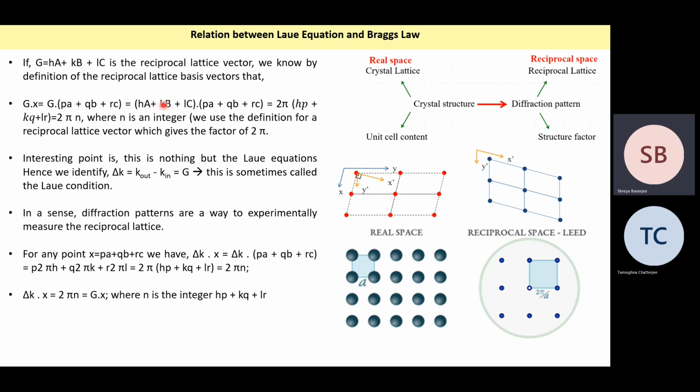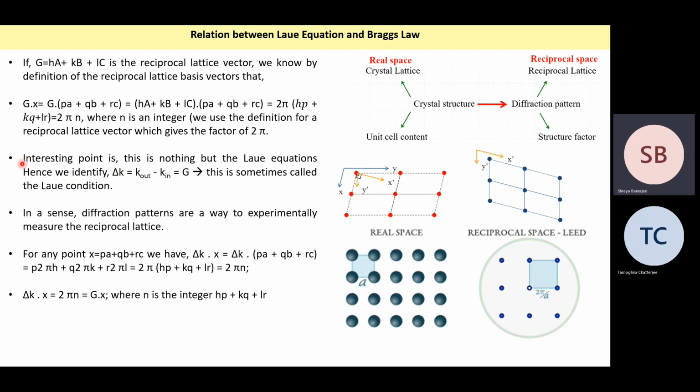The second term will be KB into QB. So capital B into small b will give you 2 pi, and you will have KQ remaining. And similarly for the third term. So basically G into X is giving you 2 pi into N, where N is a constant, which is defined by HP plus KQ plus LR. So the interesting point in this is that you have now arrived at the Laue equation.